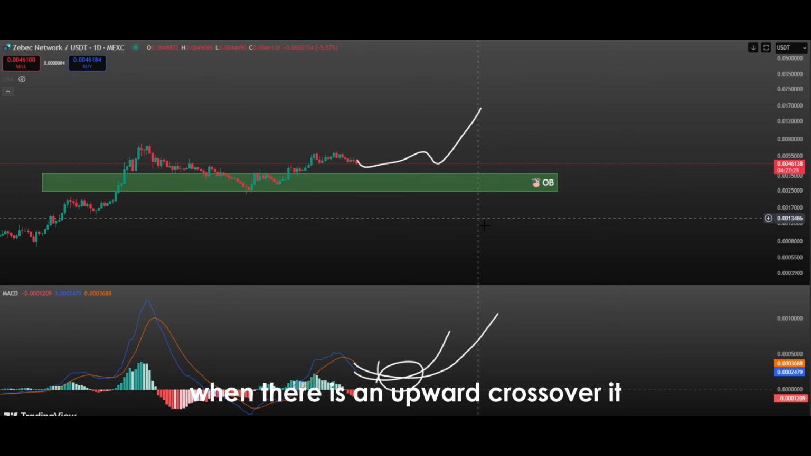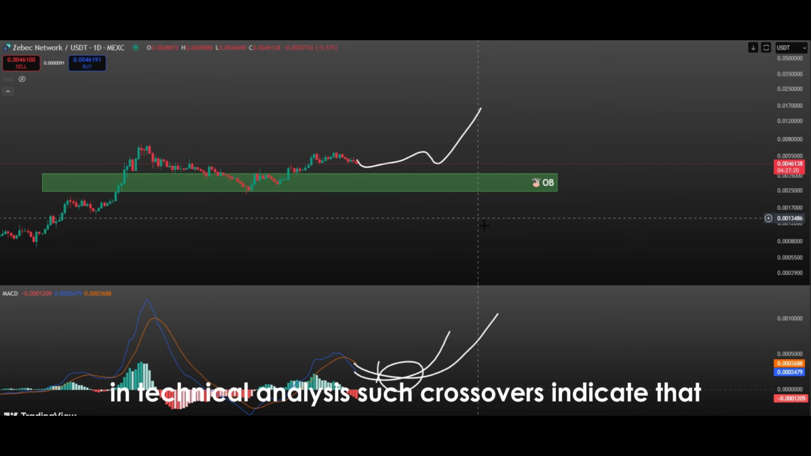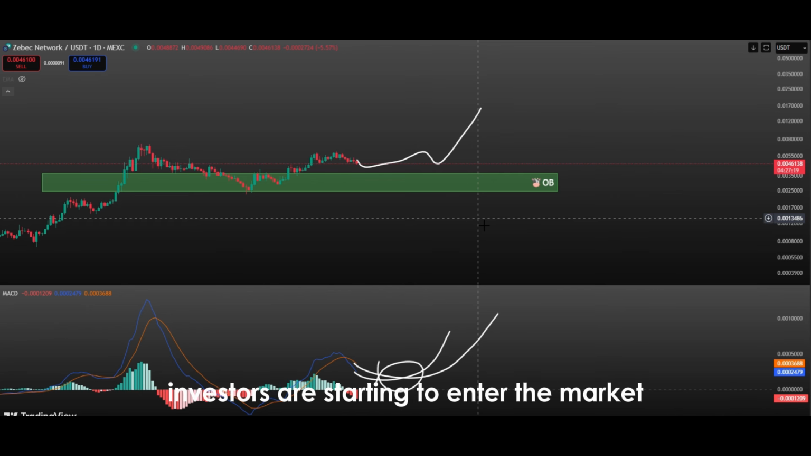When there is an upward crossover, it means that short-term momentum has surpassed long-term momentum, which usually indicates the start of an uptrend. In the current scenario, the possibility of an upward crossover we are talking about, combined with the current price position in market psychology, could signal a strong move ahead. In technical analysis, such crossovers indicate that investors are starting to enter the market on the buy side. If volume supports this signal, the likelihood of accelerated price movement is very high.